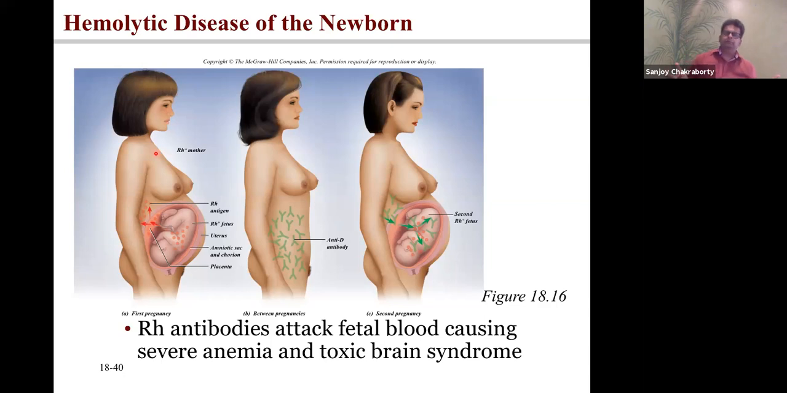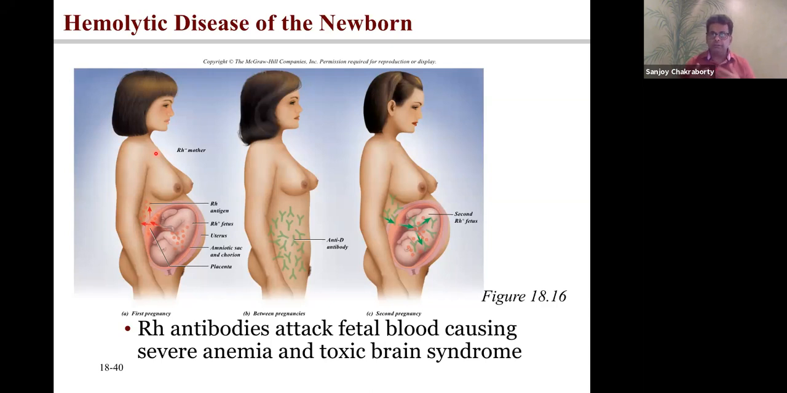The baby is fine. But the problem comes when the mother is negative. Whatever, A, B, or O, doesn't matter, negative. What happens then? First pregnancy, not a problem, but during the first pregnancy, if some kind of abortion happens, or let's say during the regular delivery, when the placenta breaks, the mother's blood gets mixed with Rh factor.